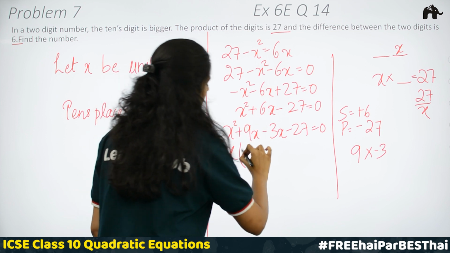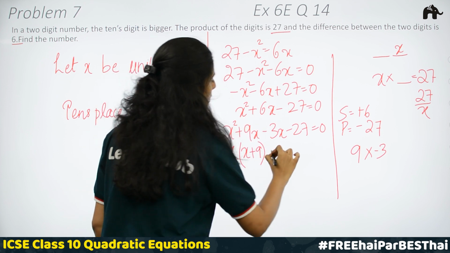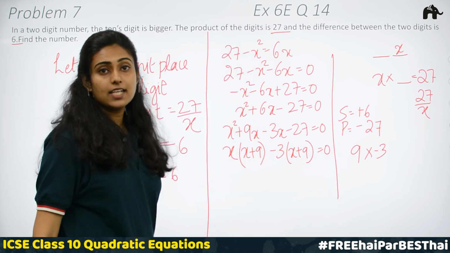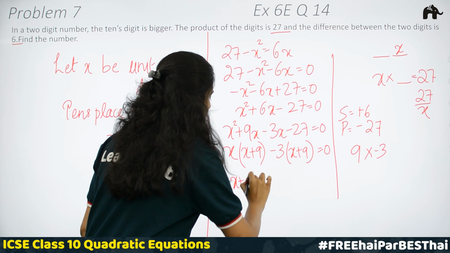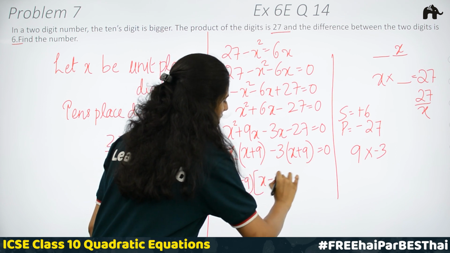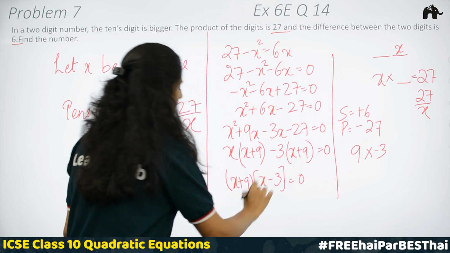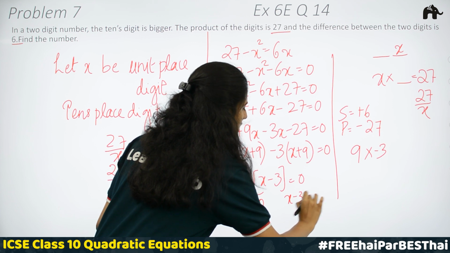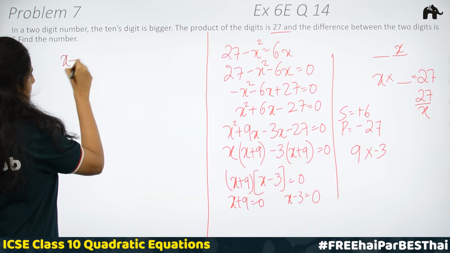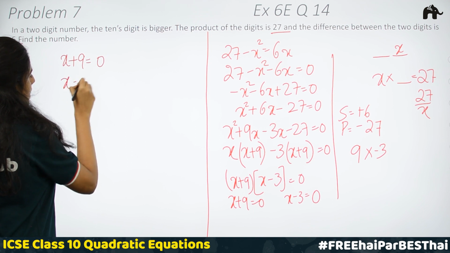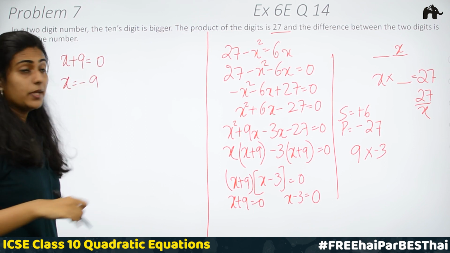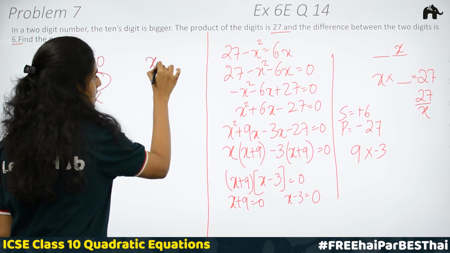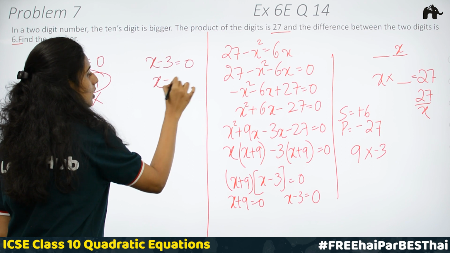x into x plus 9 minus 3 into x plus 9 is equal to 0. Now x plus 9 is common. Taking out x plus 9, remaining x minus 3 is equal to 0. Either x plus 9 is equal to 0 or x minus 3 is equal to 0. When x plus 9 is equal to 0, x is equal to minus 9. The digit cannot be negative, so this value can be rejected. Then we have x minus 3 is equal to 0, x is equal to 3 is possible.